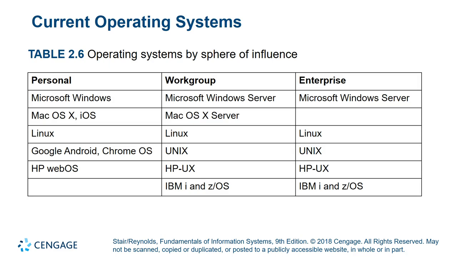This is a list of the most current ones. Some of this is changing as we speak. Some of that has gone away. HP Web OS, gone. But Windows is still there, Mac still there, Linux there, Google Android and Chrome are still there. On your phone, Apple iOS and Android are both there. So this is a list of what software is out there and available.